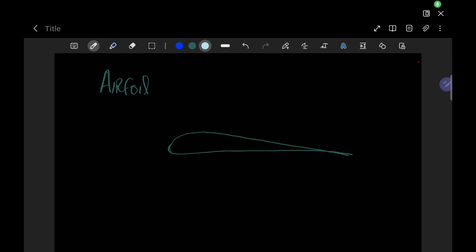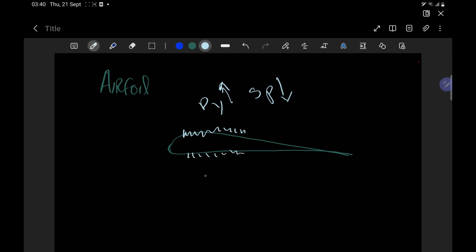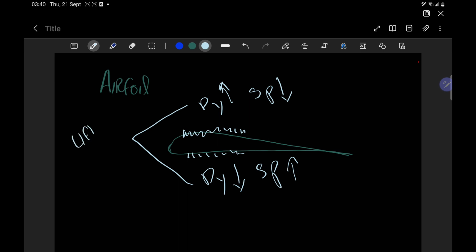We can also say that on top of the wing the dynamic pressure is higher and static pressure is low, whereas at the bottom of the wing the dynamic pressure is relatively lower and the static pressure is higher. And because of the difference in pressure, lift is generated.